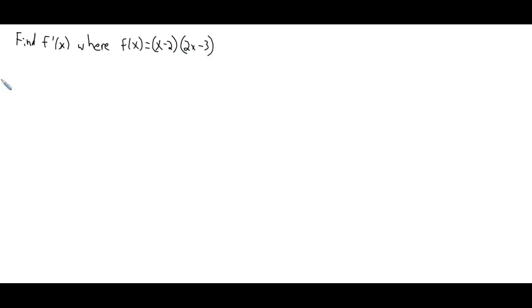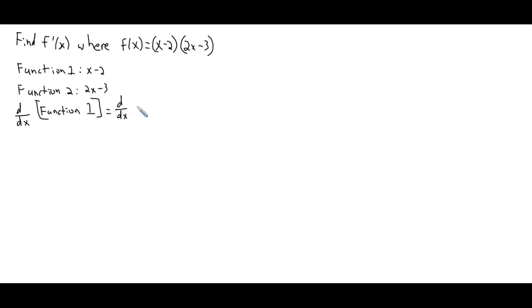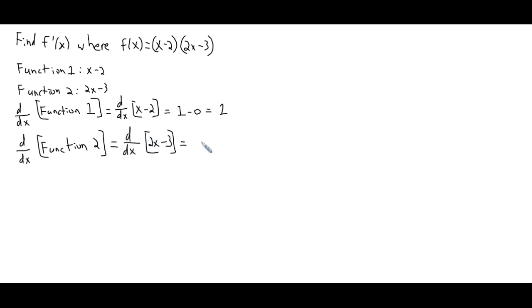So what are our two functions? The two functions are the two things being multiplied together. So function 1 is x minus 2, and function 2 is 2x minus 3. Okay, so let's take the derivative of function 1. That is the derivative of x minus 2, which is 1 minus 0, or just 1. And the derivative of function 2 is the derivative of 2x minus 3, which is 2 minus 0, which equals 2.